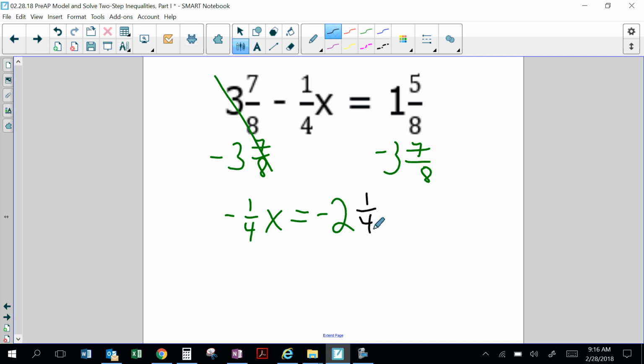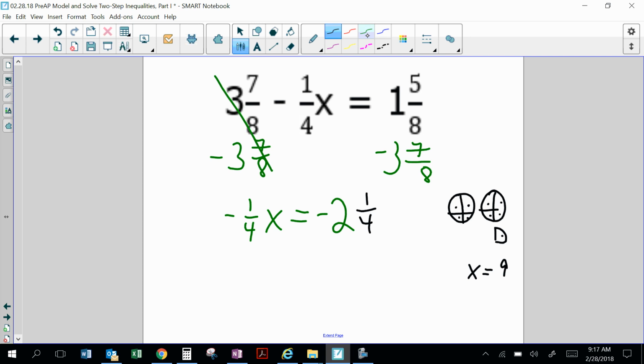There are 2 ways you can solve this. How many 1/4s go into 2 and 1/4? I could draw 2 circles and a 4th. So how many fourths fit into 2 and 1/4? 1, 2, 3, 4, 5, 6, 7, 8, 9. So x equals 9. That's one way to do it.